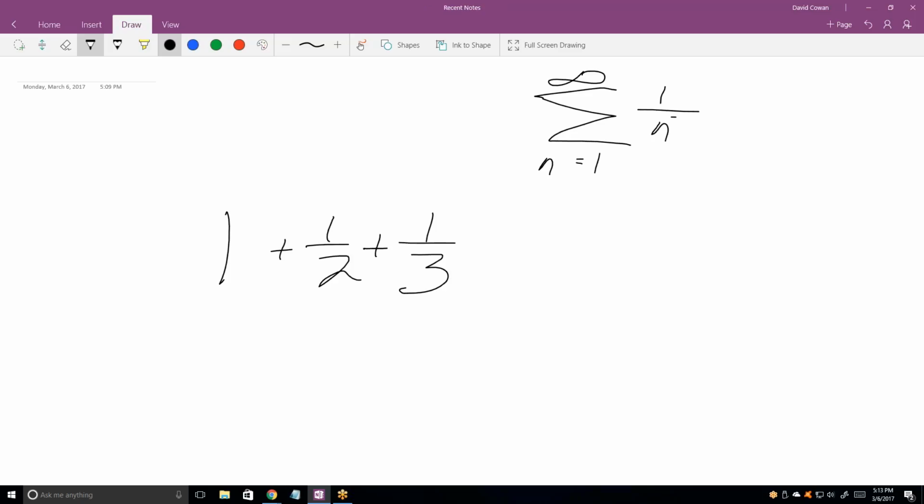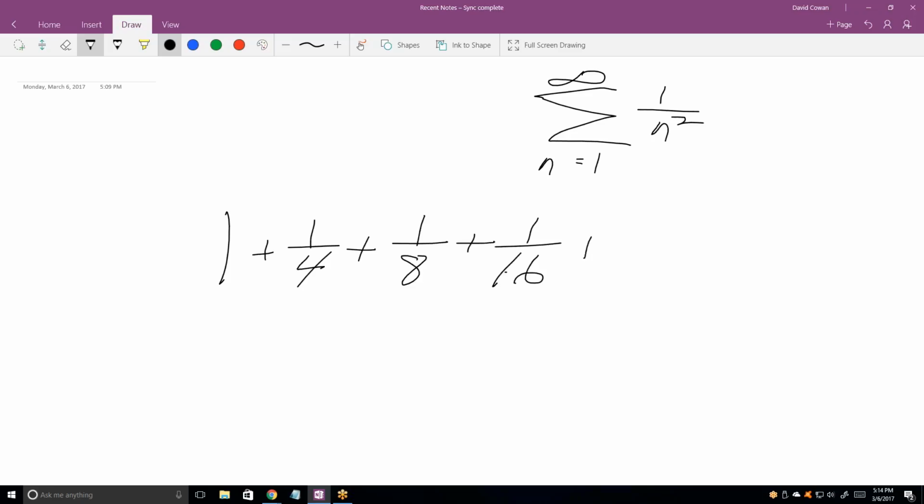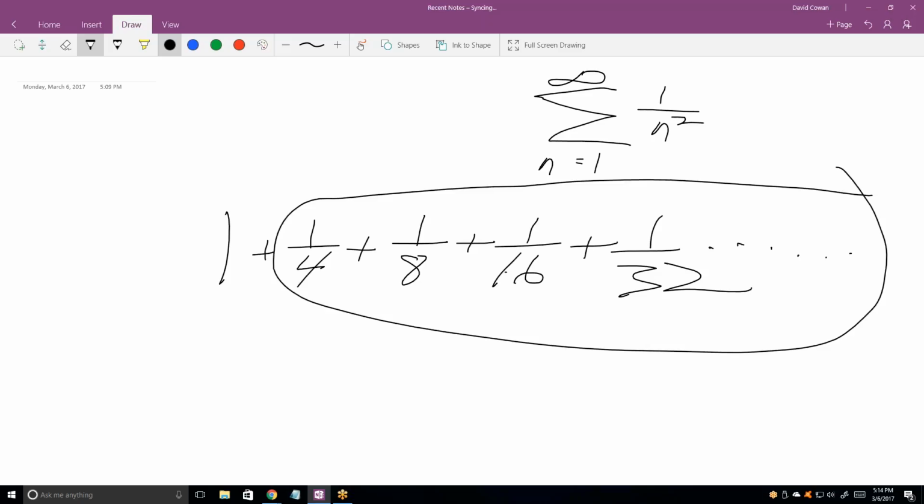Okay? But here's a huge difference. If I make it n squared in the bottom, now my terms are 1/2 plus 1/4 plus 1/8 plus 1/16 plus 1/32. Believe it or not, even though that goes all the way to infinity, the sum is not equal to infinity. The sum is equal to 1. All of this adds to 1.